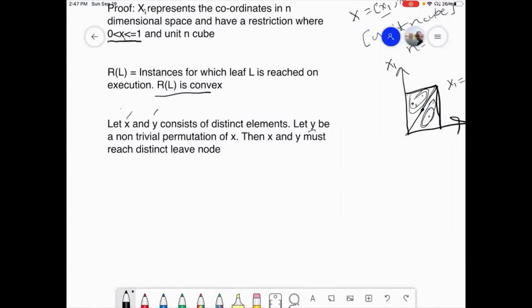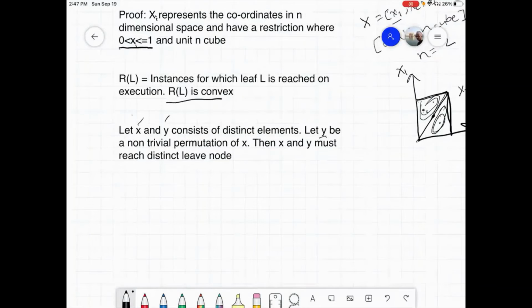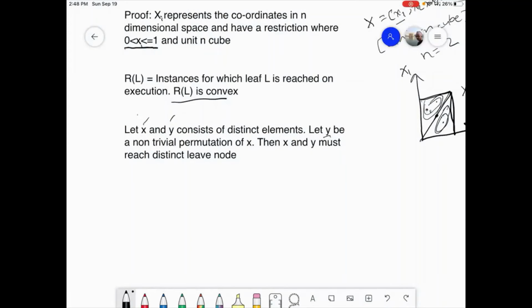So if we assume this claim, assume this statement, then both x and y should reach different nodes, right? Different parts of the nodes, which gives us an answer yes, because they are distinct. Okay. So these are two major claims.